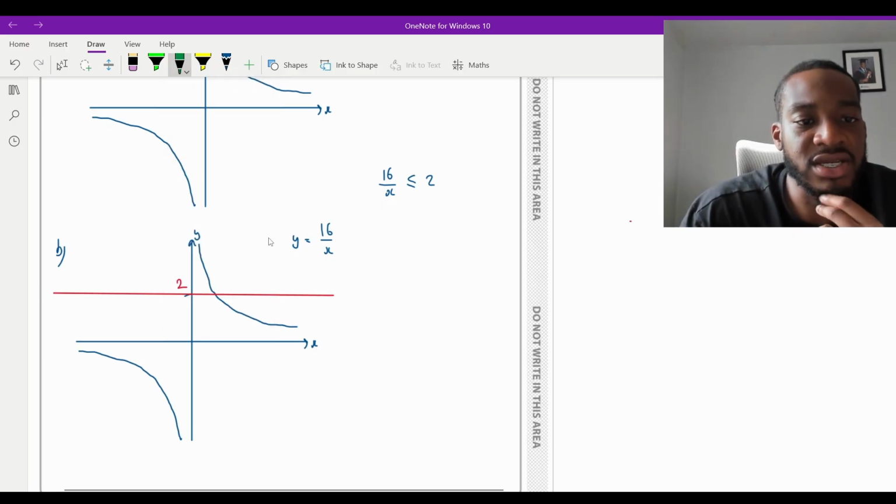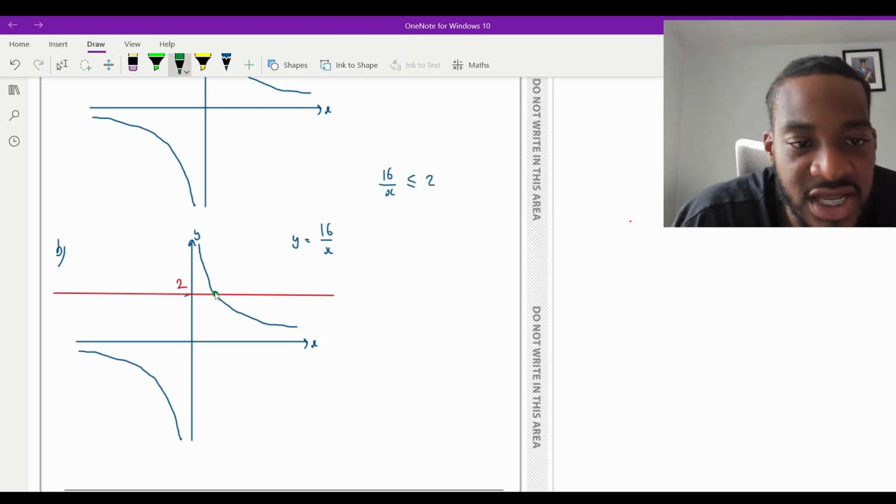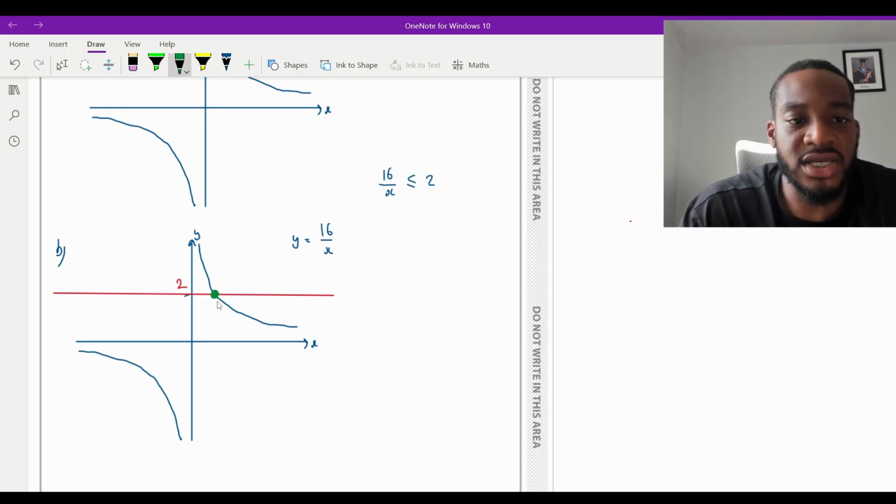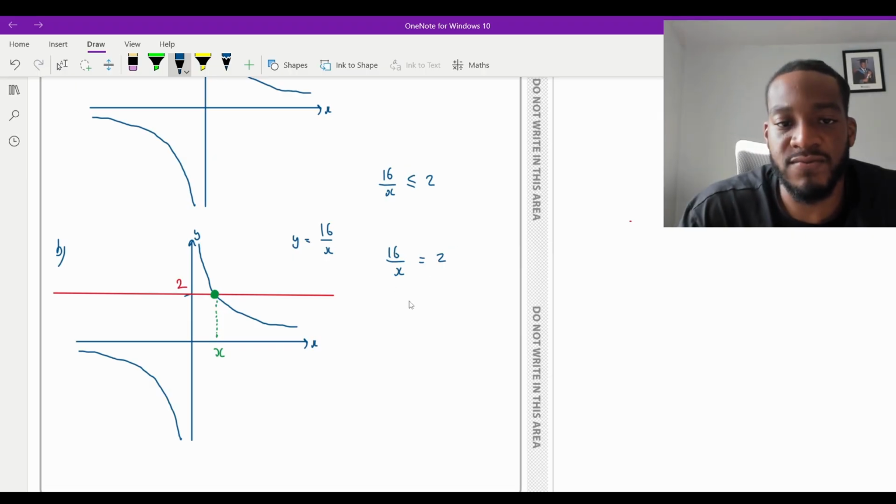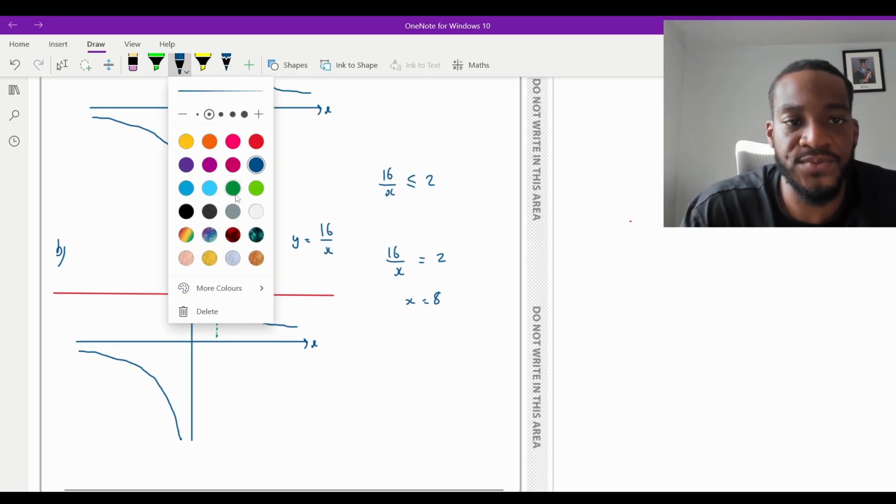Now, when I look at this, I can see that they intersect each other at only one point. So there's going to be one value of x that we don't know at the moment, whereby 16 over x intersects the graph of y equals 2. What is that value? I'm going to find it just by solving it. 16 over x is equal to 2. 16 divided by what will give you 2 is 8, isn't it? So x is equal to 8. This value here, which I've labeled x, I now know is 8.